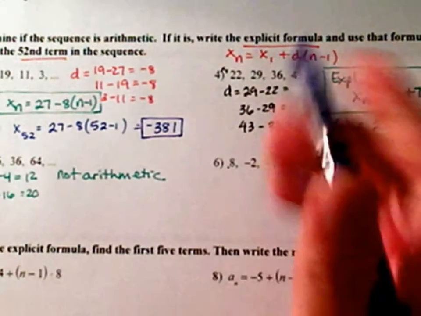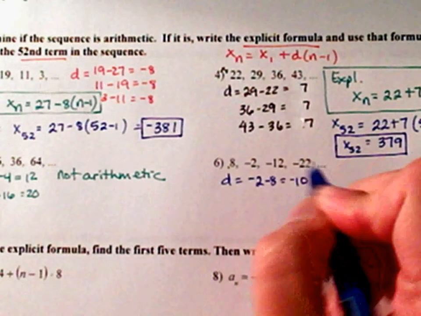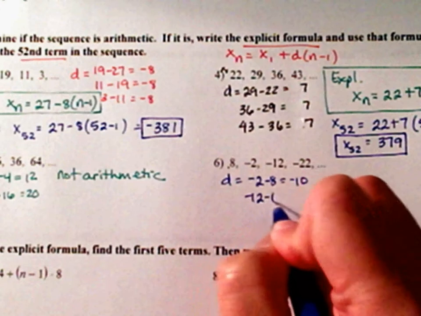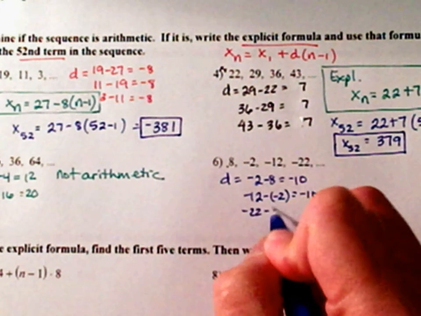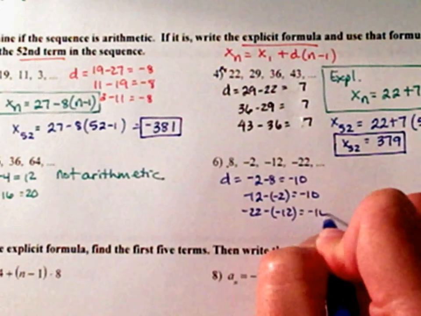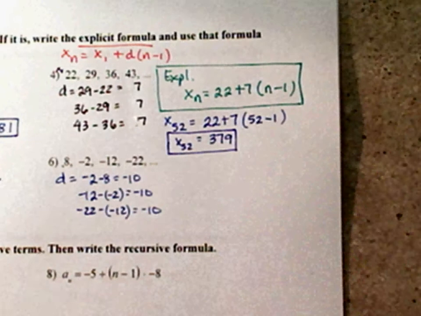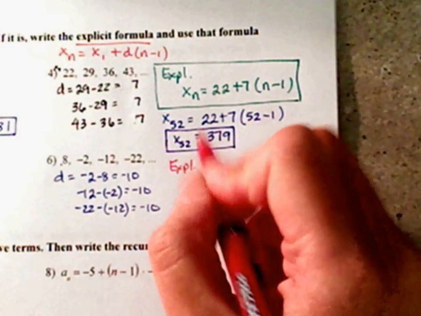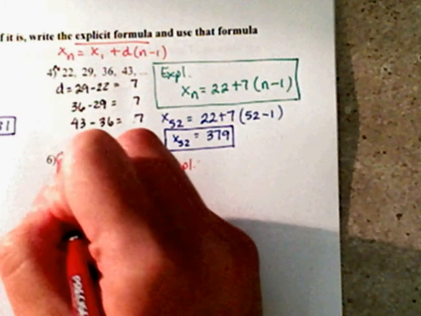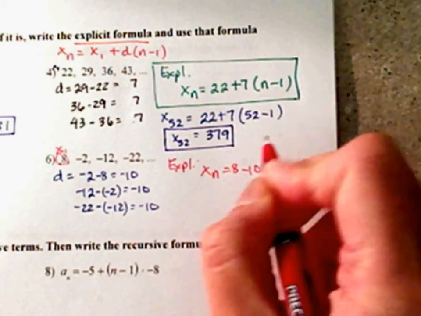Let's find our D. Negative 2 minus 8 is negative 10. Negative 12 minus negative 2 is negative 10. Negative 22 minus negative 12 is negative 10. So your difference is the same, okay? So let's go ahead and come up with our explicit formula. So here's your first term right here. So x of n equals 8 minus your d, n minus 1.